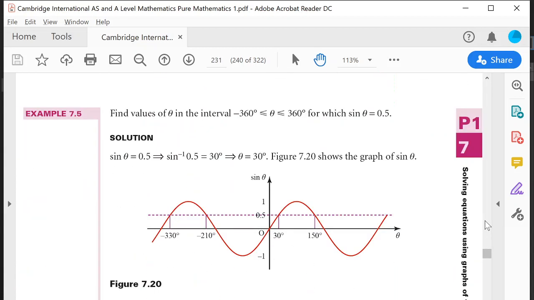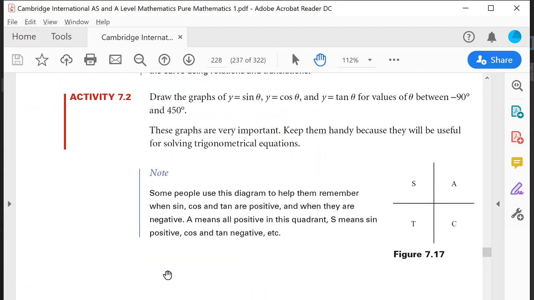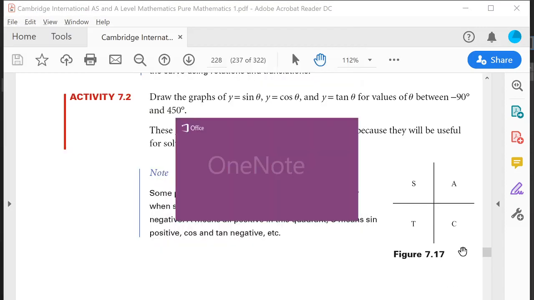So I just want to direct you to one part of the reading. This reading is on page 228. This diagram is very important for many of you, right? There are several different ways you can approach this, but this is definitely one of the most common ways. It's called CAST, C-A-S-T. Some people use this diagram to help them remember when sine, cosine, tangent are positive and when they are negative. A means all positive in this quadrant.